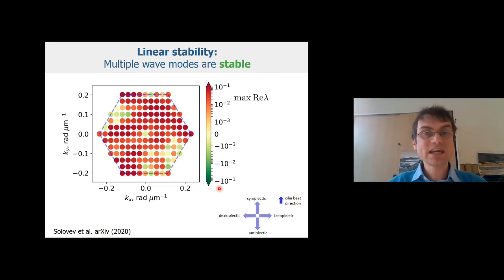And another thing about this approach is that we can also ask which of these many wave modes are actually stable. If you apply a tiny perturbation, will this tiny perturbation grow or decay? And the green dots, these are actually the points, the wave modes that are stable. So you see that there's still a number, but just a few wave modes that are stable.